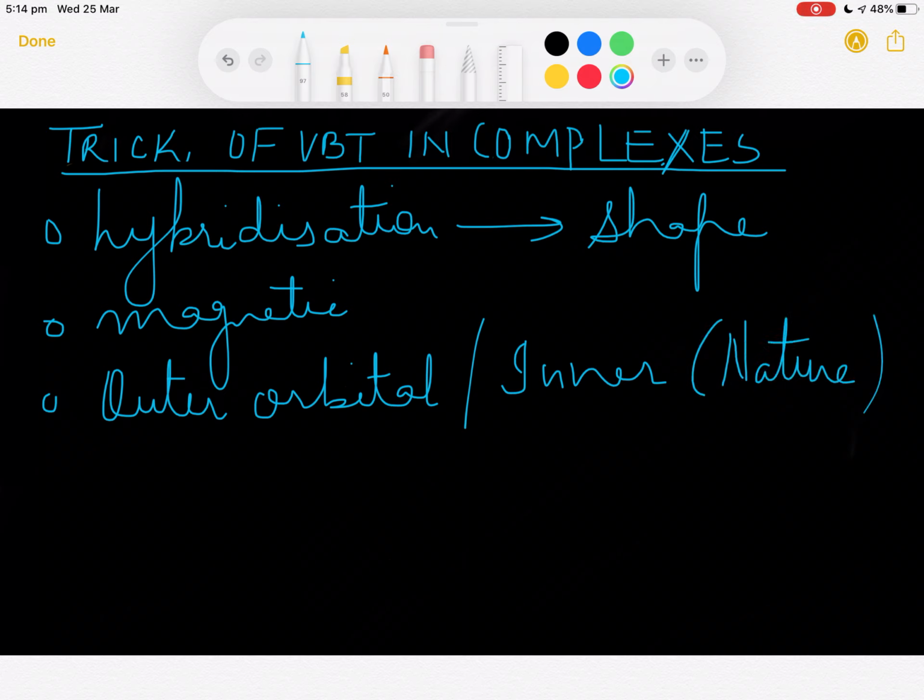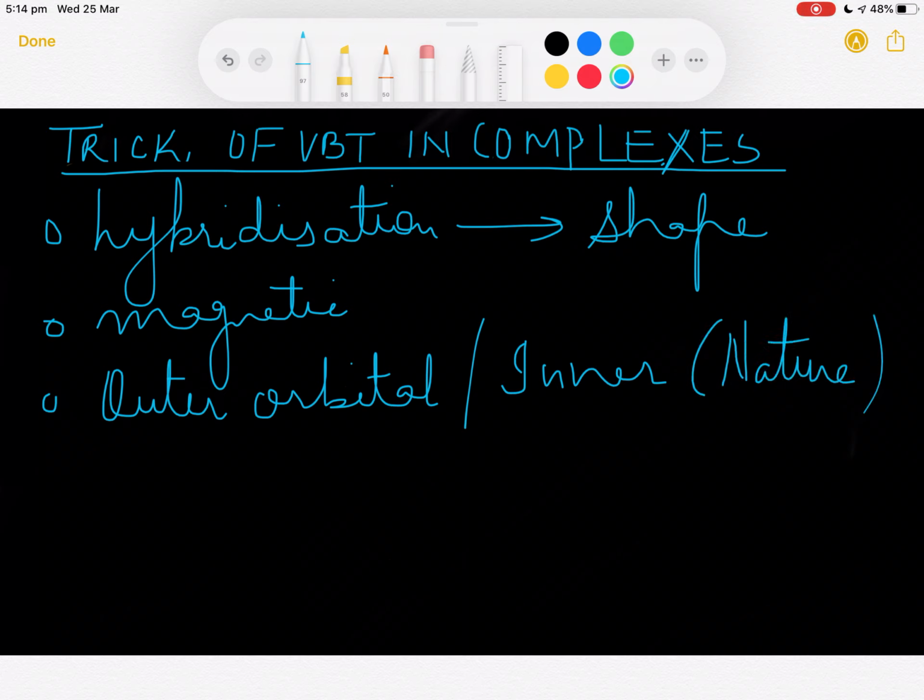I already taught you before that ligands have been widely classified as strong field ligand and weak field ligand. If the ligands are strong field, then there is a concept of pairing. That means the electrons in the d orbital of the central metal ion get paired up. And for the weak field ligands, no pairing is observed. That's a very important point to decide the hybridization in coordination complexes.